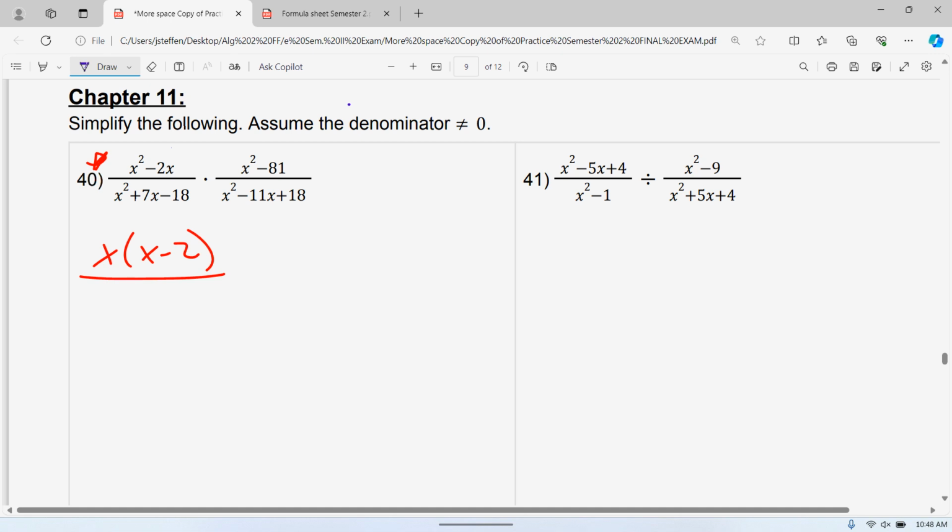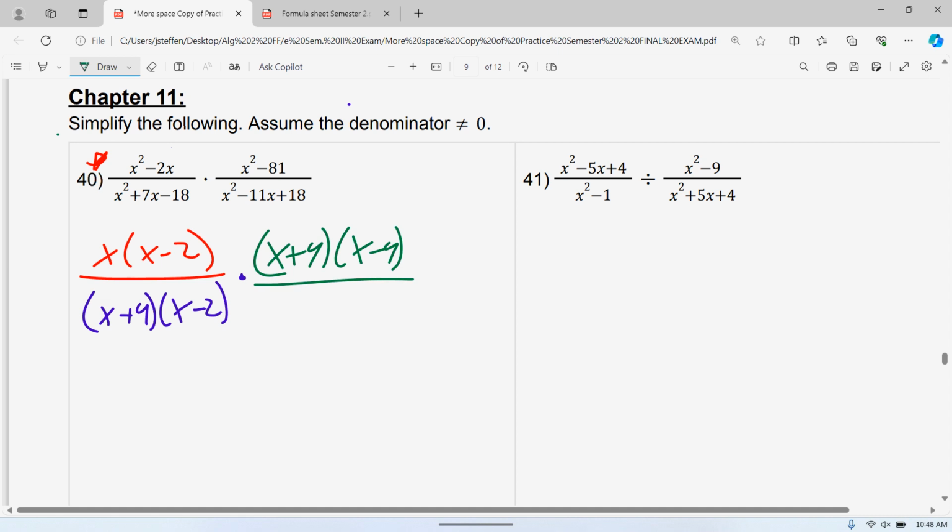So factors of negative 18 that add up to be 7 are x minus 2, negative 18, and positive 7. Good. The next one is a difference of squares, so that's x plus 9 and x minus 9. A lot of people had x plus 81, x minus 81 on their test when they took it.